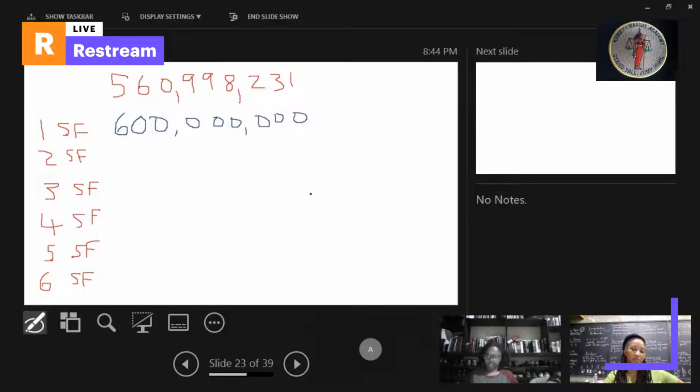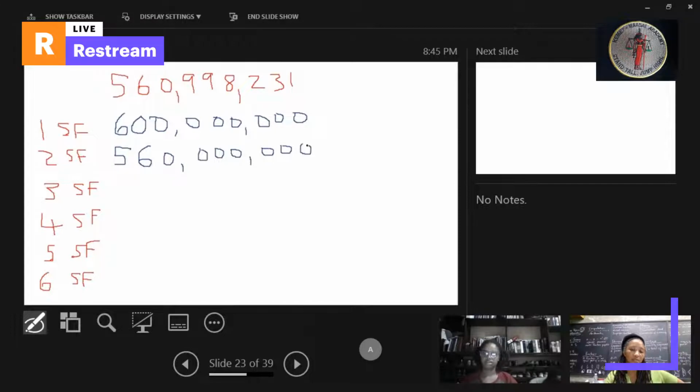The next significant figure would be 560. Since the 0 is less than 5, we're going to just put back 0 and change everything else to 0. So 000, comma 000.